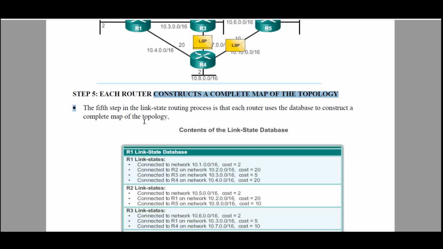Now you can see the fifth step in the link state process: each router uses the database, meaning the collection of LSPs, to construct a complete map of the topology. So every router will easily understand where the other routers are, what the location is, and who is connected on the left side, right side, everything they will know.